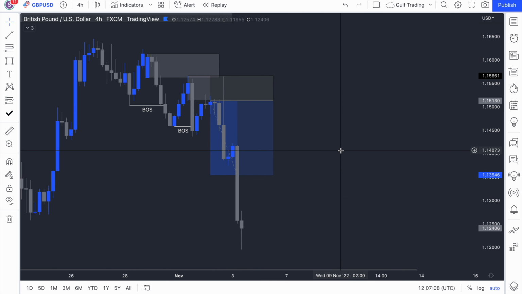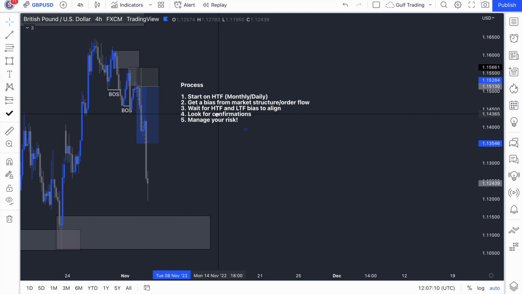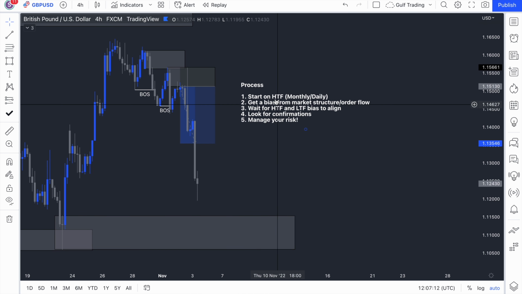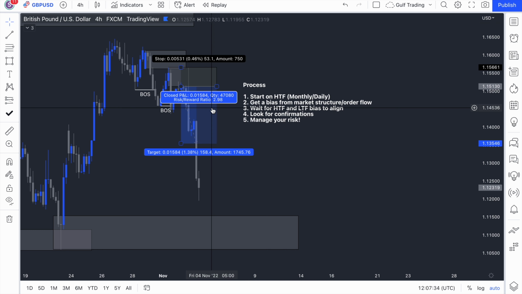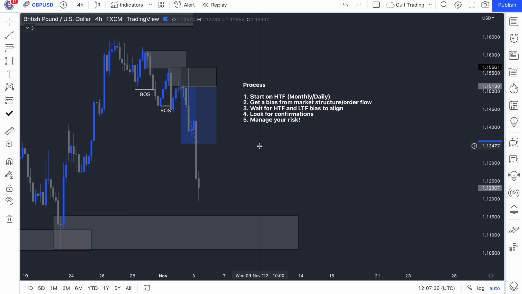So just to go over those rules again, we started on the higher time frame, which was the monthly, got our bias, which was bearish from market structure. Then went to a lower time frame, the 8-hour or the 4-hour. Waited for market structure to change from being bullish to bearish, which it did here for a change of character. So then step 3 is ticked off. Both the high time frame and low time frame are aligned.